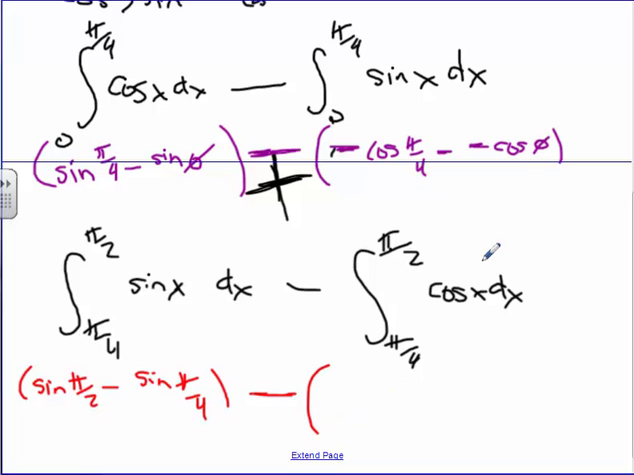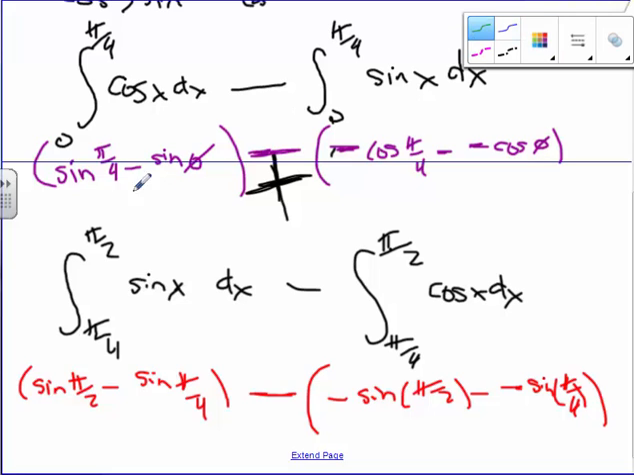And then again, cosine derives to negative sine. And then the larger value is the pi over 2. Then I have to subtract the pi over 4. Yikes. So now I need to know my trigonometry very well. Sine of pi over 4 is 1 over root 2. Or, if you've learned that a bit differently, it's root 2 over 2.